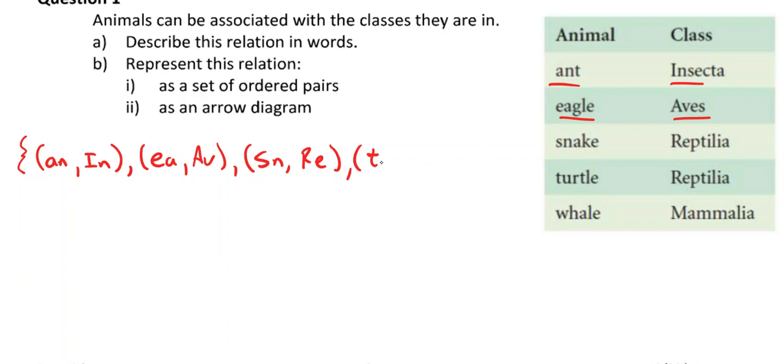So you could do TU for turtle, and that'll RE for Reptilia, and then for whale, WH, and then for mammal, I'll write MAM. Okay, and then don't forget, you're going to have to do a squiggly bracket on the other side of that one. It can't just be a bracket.